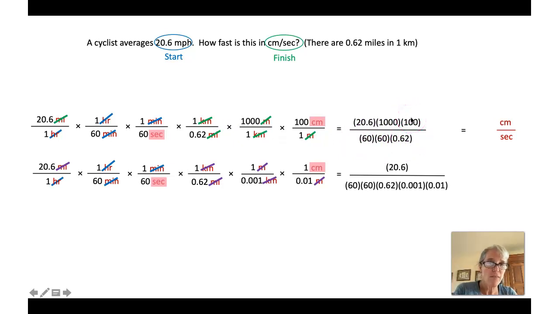I encourage you to give this a try. I know a lot of times students get all the work done right, but then they don't enter it into their calculator properly. You might need to use parentheses depending on how you type things in. When you do that, you're going to find out this turns out to be 923 centimeters per second. All right, so there's our first sample problem.